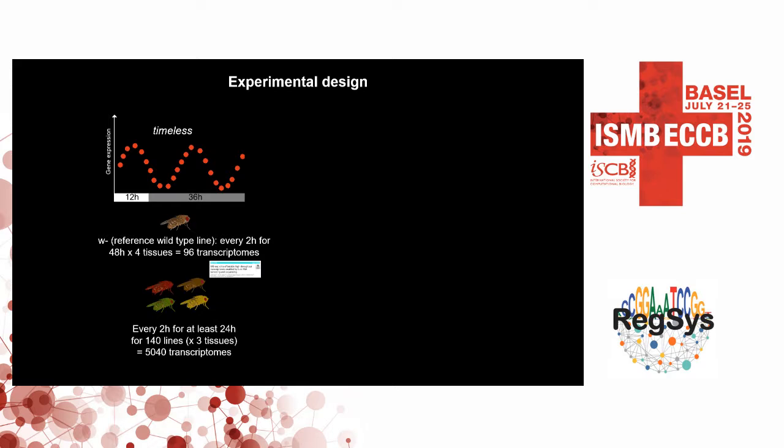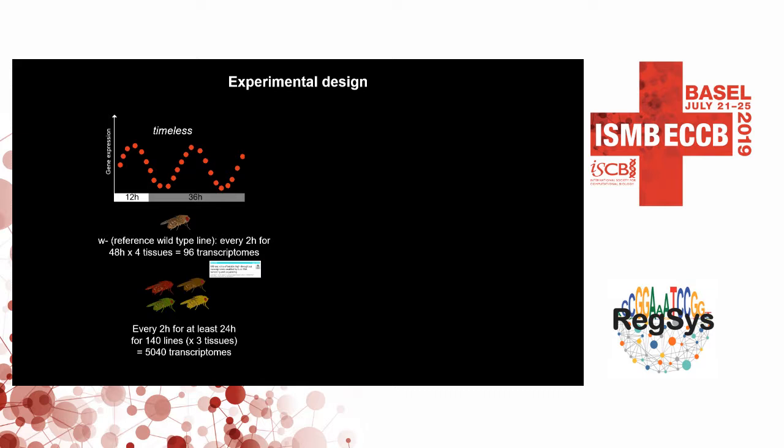But ideally, we'd now like to incorporate genotypic information in this equation. For that, we were a bit puzzled, because ideally, you would look at 140 lines and do exactly the same thing as for the white minus, which is to sample those flies every 2 hours for at least 24 hours and in at least a couple of tissues. That would lead to 5,000 transcriptomes, okay? That's a bit too much, so we scratched our head and said, how can we still get dynamic information, but from static sampling?